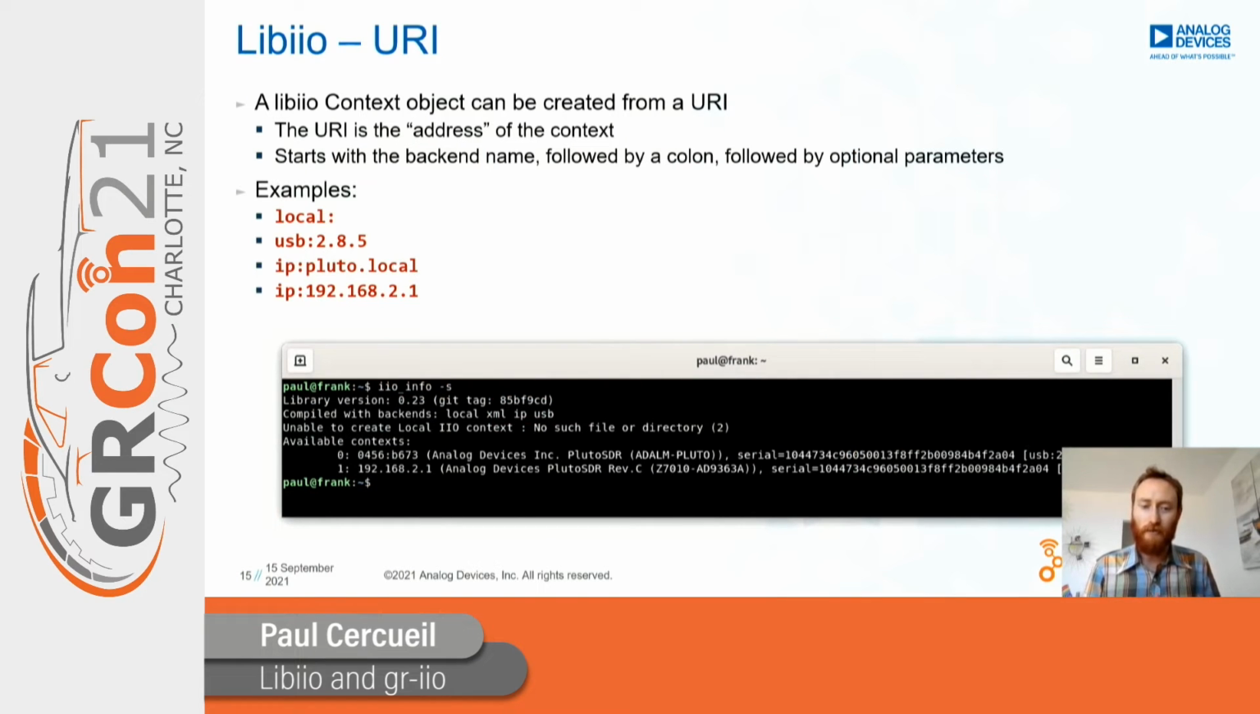Since there are different backends, the context can be identified with the URI. A URI is basically just the address of the I/O context. For instance, you would have usb:2.8.5, which identifies the I/O context at the USB address 2.8.5, or you have ip:192.168.2.1. These are examples of URIs that are used in LibIIO.